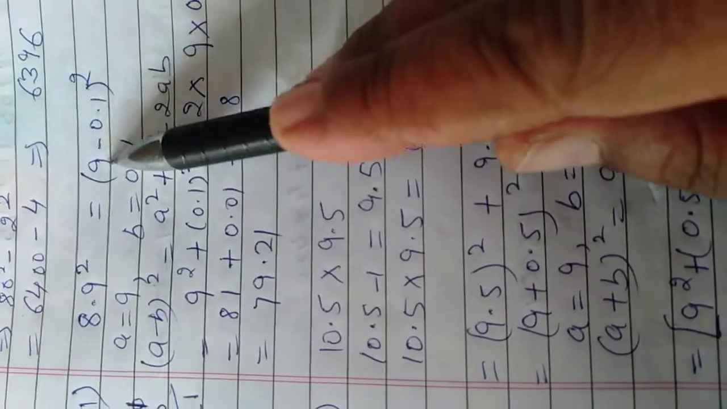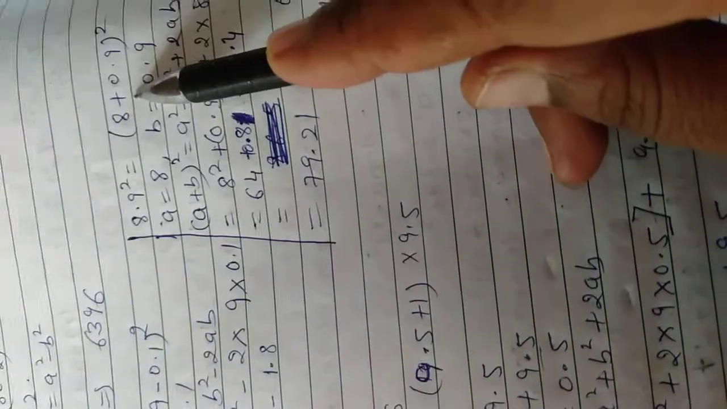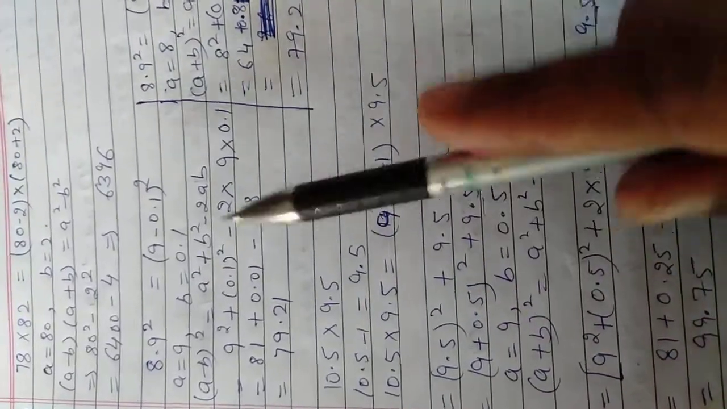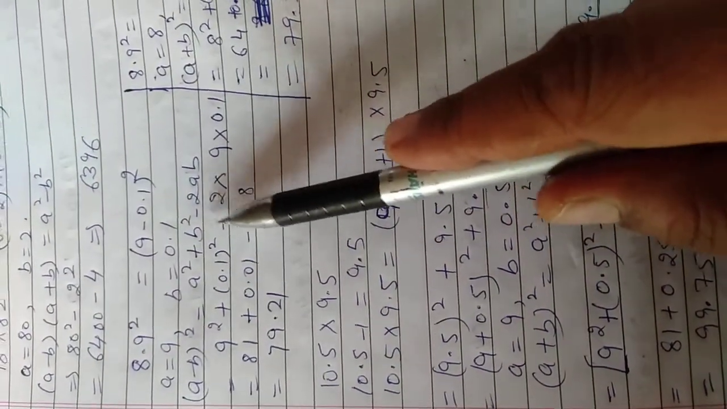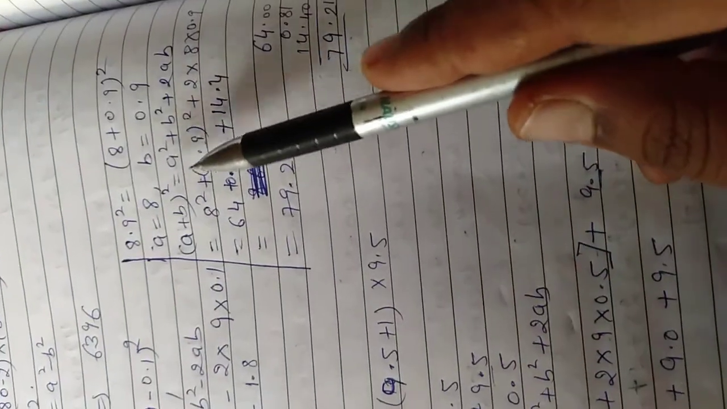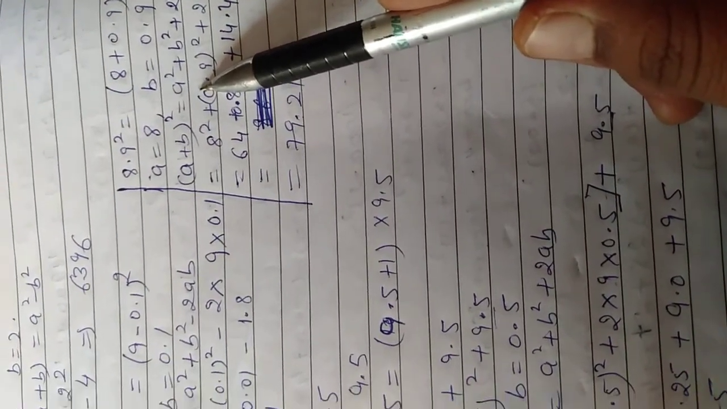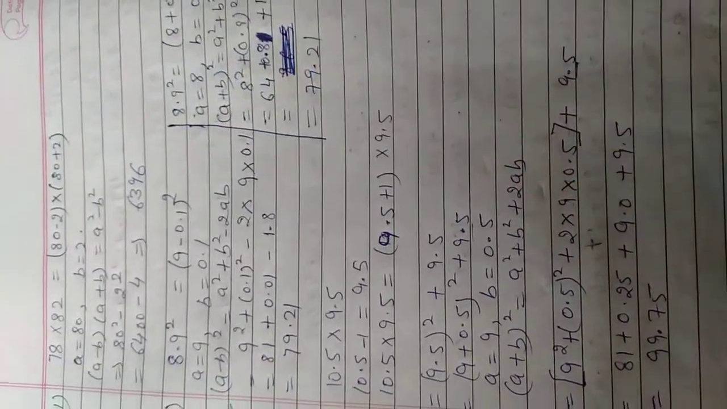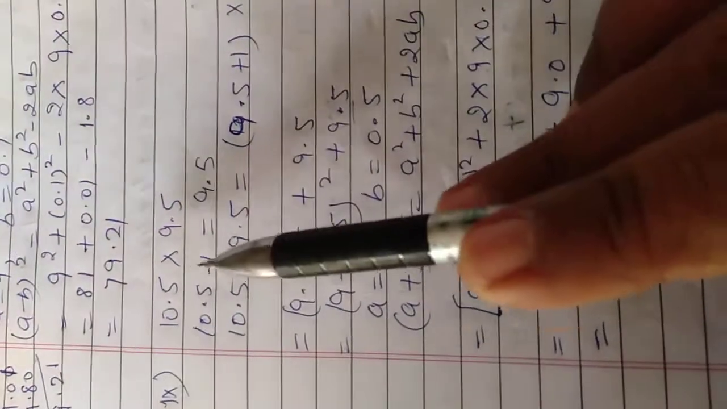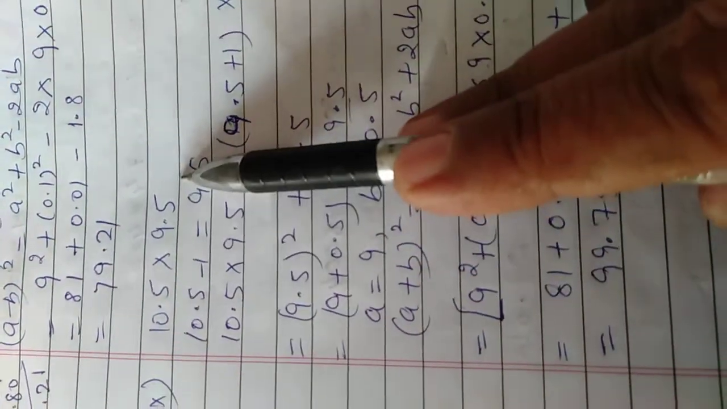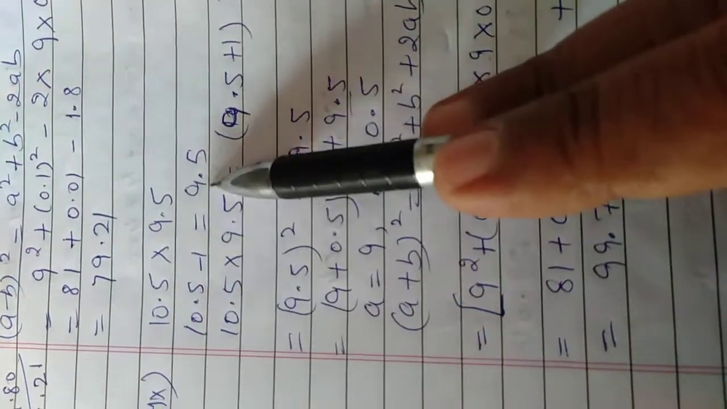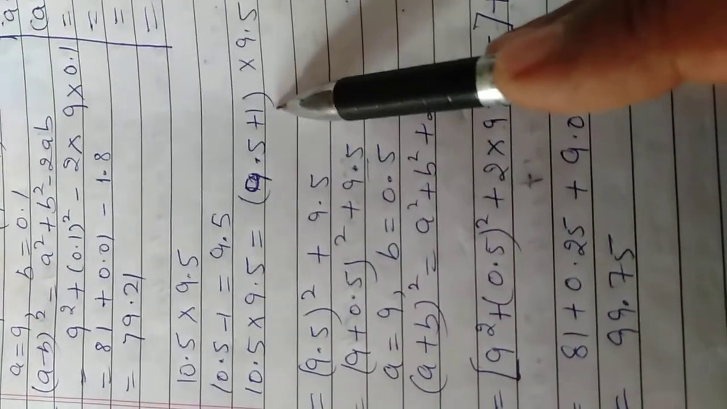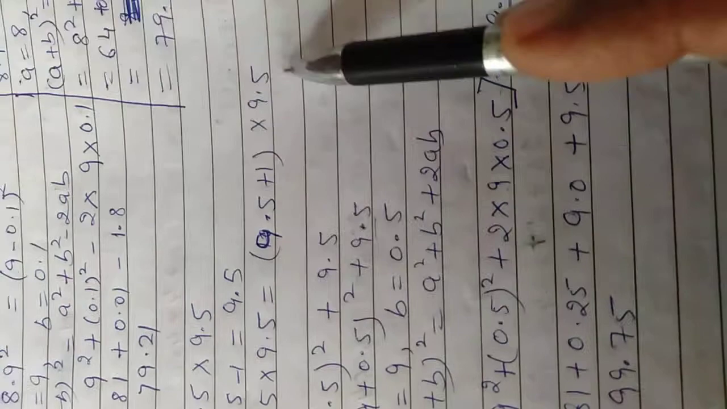8.9 you are given, so you can do 9 minus 0.1 also, or 8 plus 0.9 also. I have done both the parts and the answers are the same, right? In this part you will use the minus identity, and in this part you will use the plus identity, right? So you can do it by checking. It is quite easy because we have done many questions. Now ninth part, 10.5 multiplied by 9.5. 10.5 minus 1, you know this is 9.5, so we can write 10.5 as 9.5 plus 1, right? And 9.5 as it is.